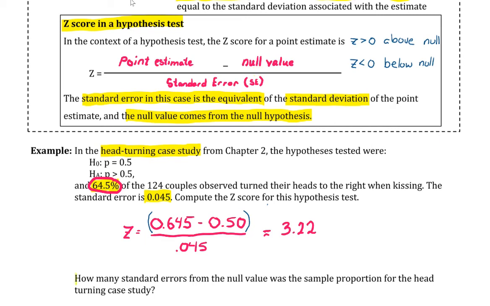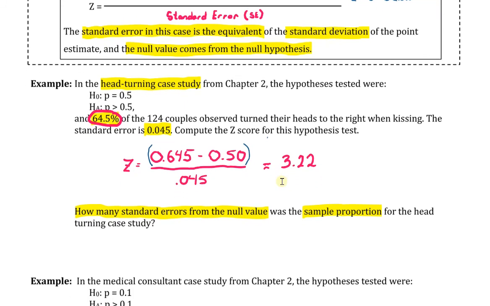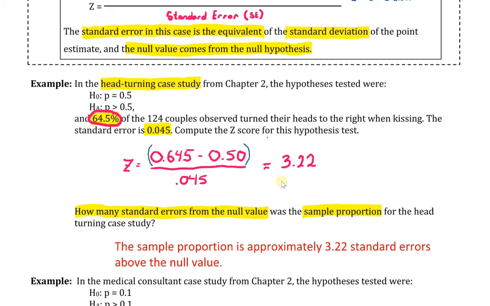Now, how many standard errors from the null value was the sample proportion for the head-turning case study? The interpretation of the z-score tells us that the sample proportion is approximately 3.22 standard errors above the null value.